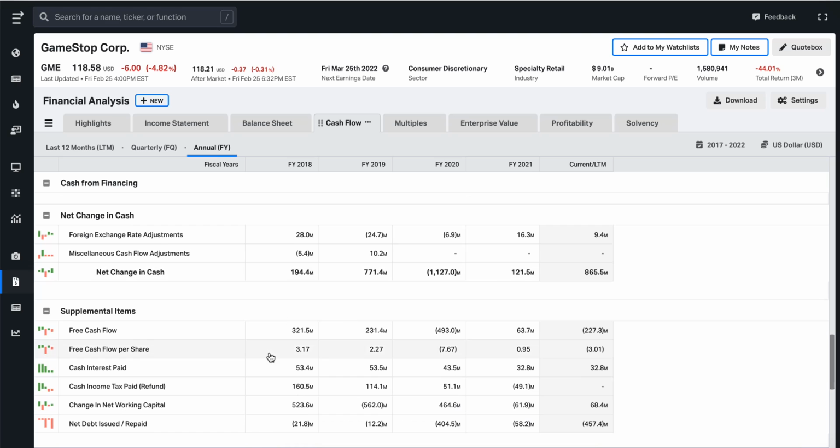And the free cash flow here, you will see that some years were positive, others were very negative here, and the last 12 months negative as well. So again, it's almost like a chessboard going from positive to negative here.